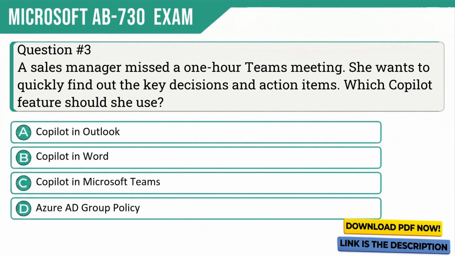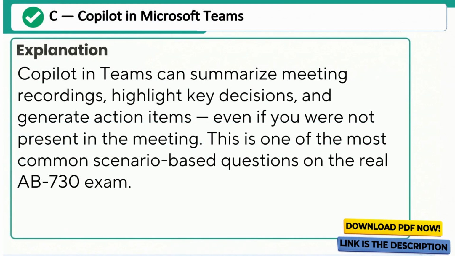Question number 3. A sales manager missed a 1-hour Teams meeting. She wants to quickly find out the key decisions and action items. Which Copilot feature should she use? A. Copilot in Outlook. B. Copilot in Word. C. Copilot in Microsoft Teams. D. Azure AD Group Policy. Correct answer: C. Copilot in Microsoft Teams.